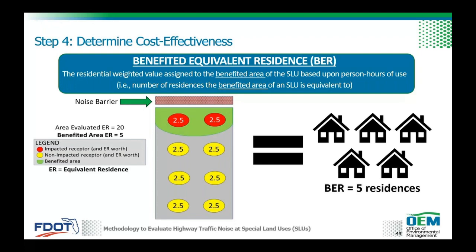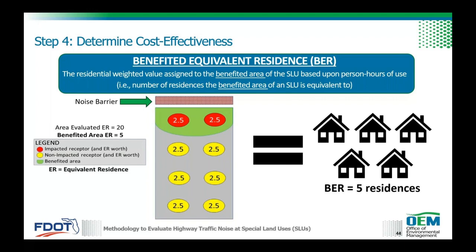So this graphic depicts an example of a grid that was used to evaluate a special land use that is worth 20 residences based on usage information provided by the property owner. The area was evaluated with 8 receptors, making each receptor worth 2.5 residences. The 2 receptors closest to the noise barrier, which is the area shown in green, receive a benefit, or in other words, a 5 decibel reduction as a result of the noise barrier.